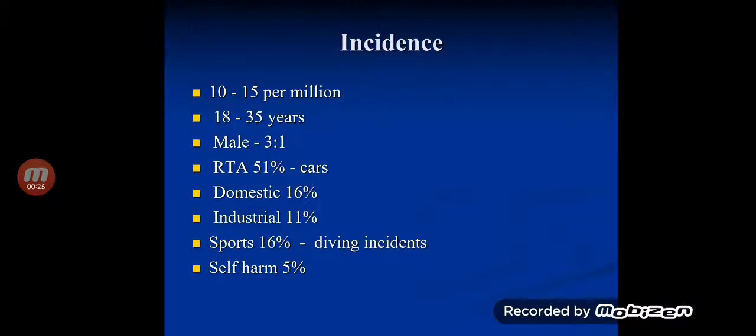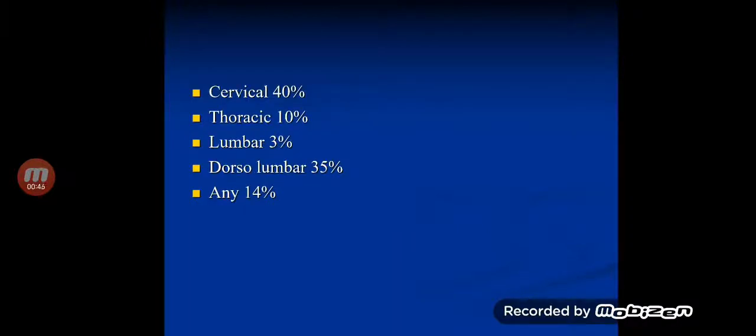Regarding the incidence, about 10 to 15 persons per million each year are victims of spinal injuries. Most of them are young people. The males are more affected than the females. Most of the causative factors range between road traffic accidents by about 51%, domestic and sport injuries, industrial injuries and self-harm.